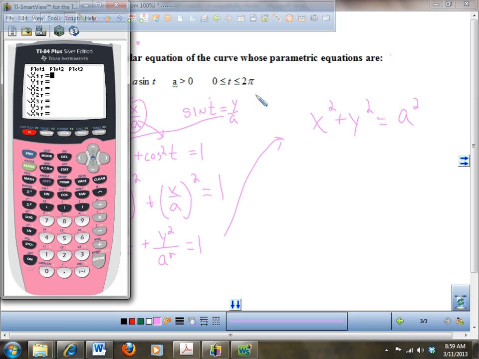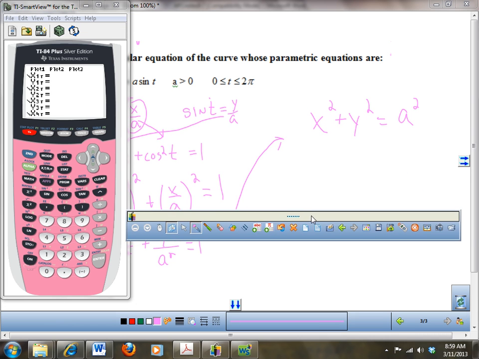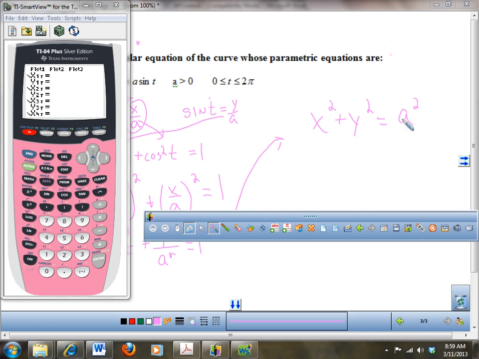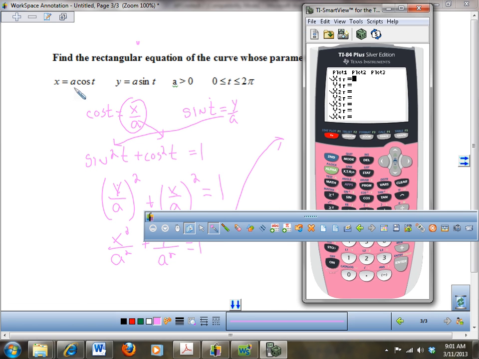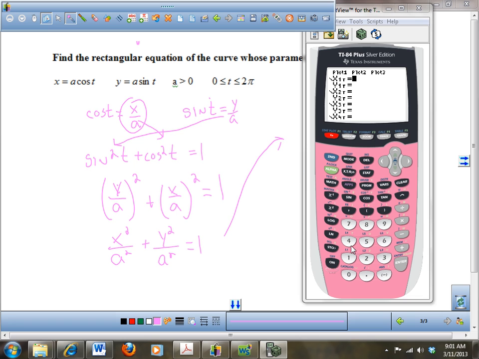So just for kicks, I'm going to put in a number for a. So let's say we want a circle with radius 3, right? So I'm going to make my equation x is 3 cosine t. Get rid of this. Okay? So x is 3 cosine t, right? And y is 3 sine t. Okay, I'm not going to graph it yet because I want to mess with my window a little bit.